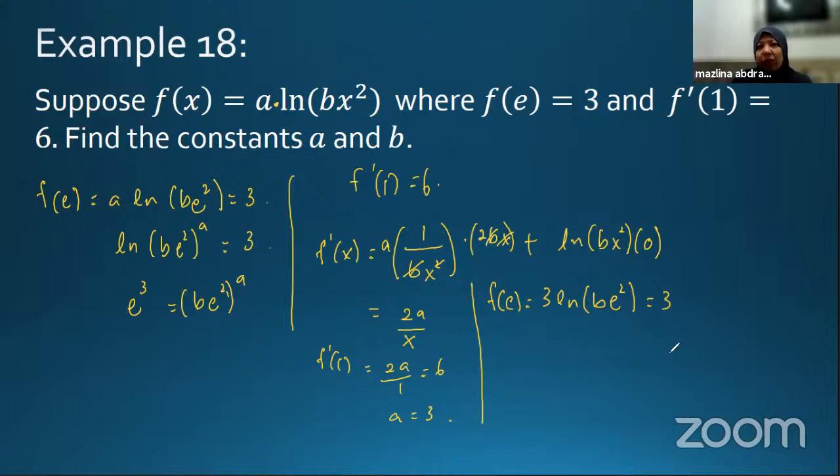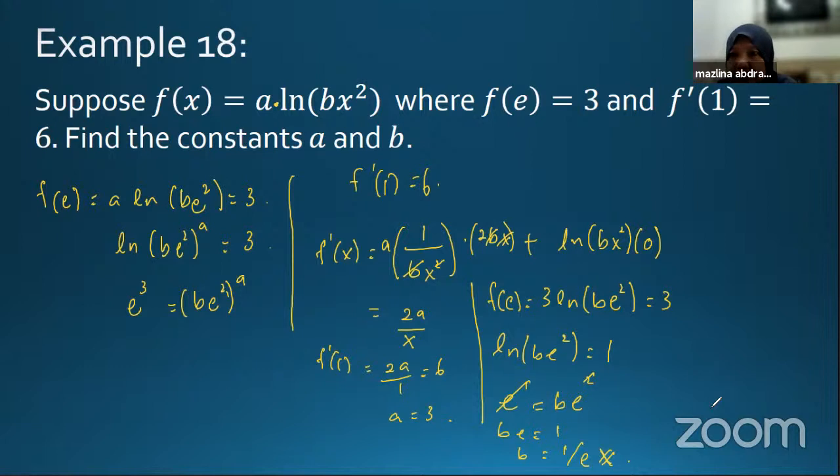Okay, sorry. Alright, so this is ln B e square is equals to 1. Right. So ln ni kan log base e. Betul. e to the power of 1 is equals to B e square. Right. So cancel out e. So you ada B e is equals to 1. Therefore, B is equals to 1 over e. Boleh?